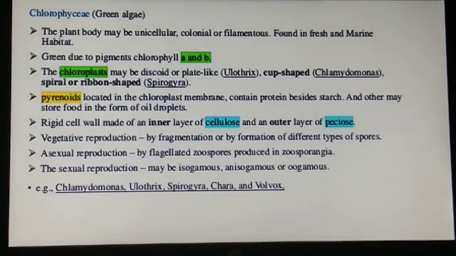Now students, coming on to the characteristics of Chlorophyceae, which is also known as green algae. Listen to these characteristics very carefully, students. They are very important. You have to be very patient. Patience is very important. The first point is that the plant body may be unicellular. It means it contains only a single cell.